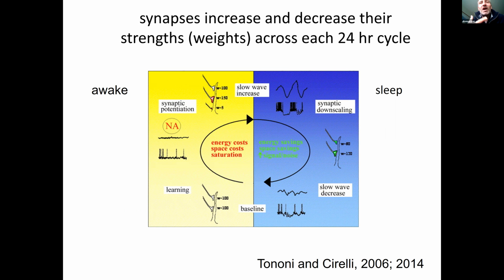So there needs to be some way of downscaling or reducing those synaptic weights to avoid saturation, and also potentially to avoid inefficient energy usage by the neurons. And so what they've argued is that during sleep, and in particular during slow wave sleep, there's a fairly global synaptic downscaling, like an LTD-like event, which reduces the strength of the synapses when we're asleep.